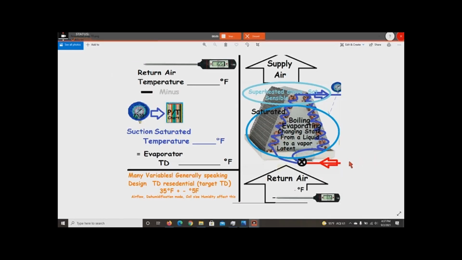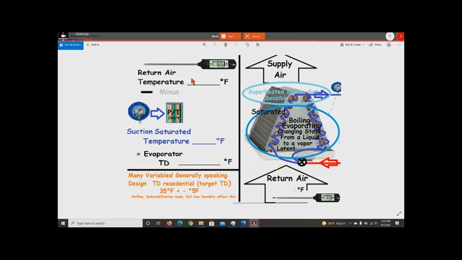Evaporator TD. So we know our refrigerant comes in as a high pressure liquid. We hit our metering device and now it's immediately at saturation, boiling, evaporating, changing state from liquid to vapor. That's latent heat. That's the majority of our evaporator coil. Then we superheat above saturation, which is all sensible, and head back to our compressor. So if we want to find our TD, we need to know our return air temperature. And this is sensible only, so it's going to be the temperature of the air coming into our evaporator coil. That's going to have a big effect on where refrigerant's boiling at.